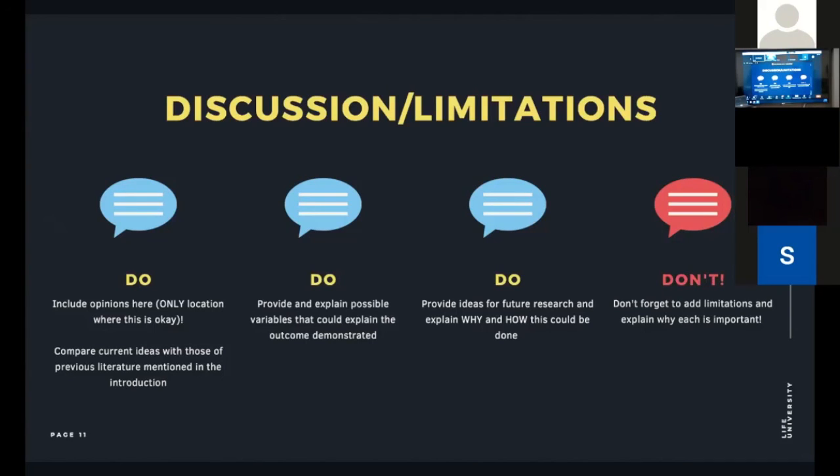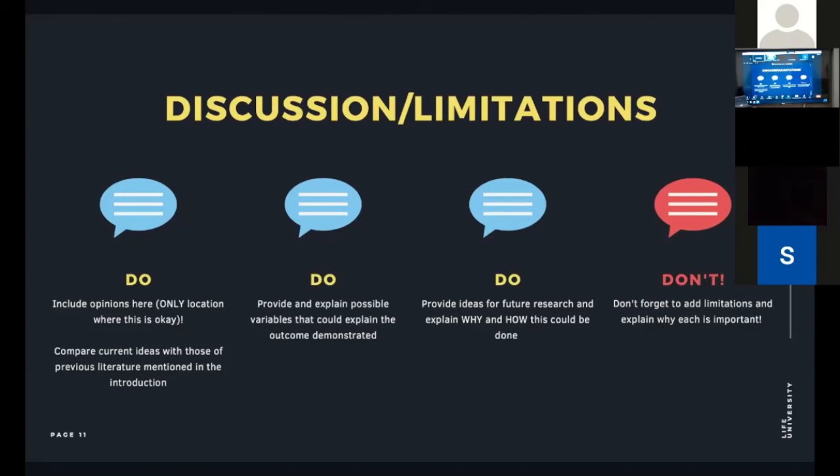Another major do for this section is to provide ideas for future research. And you can do this with limitations very easily. You have to make sure you're explaining, one, what the limitation is, and two, why it's important. And that's the biggest don't I put here. Don't forget that part.